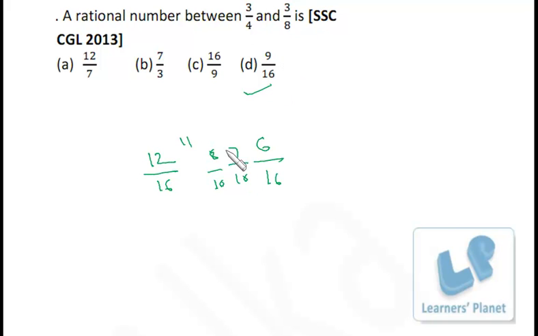Okay, this is the general method, but over here it's not at all required because both the fractions are less than 1, so obviously the number between them should also be less than 1. So we just have one option that is less than 1. Okay.